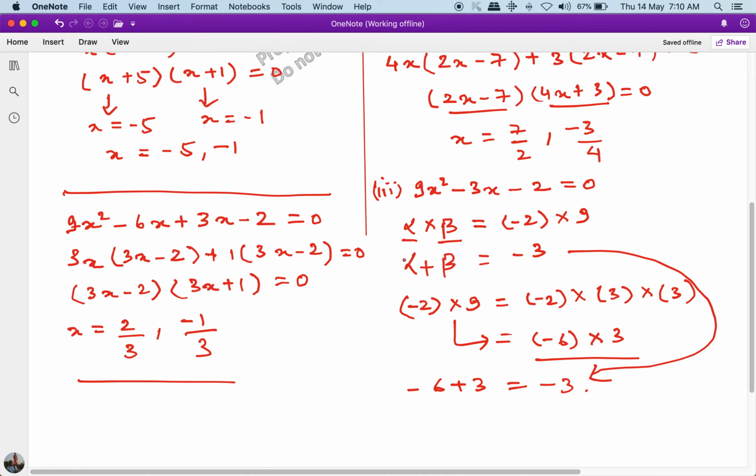Now remember, do not confuse this alpha beta with the roots of the equation. These two values are the actual alpha beta. I used alpha beta here just for representation, just to help you understand how to do factorization.